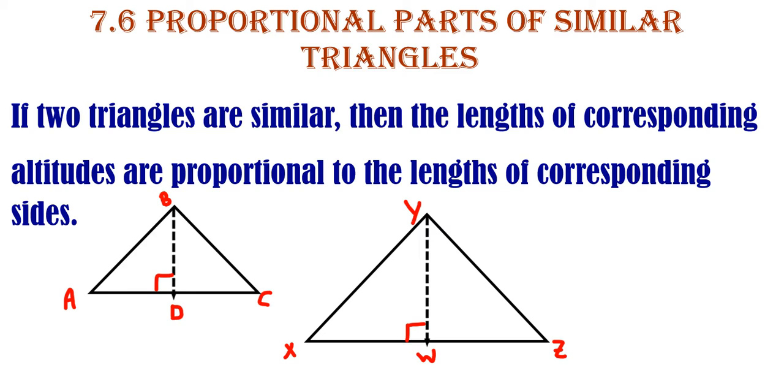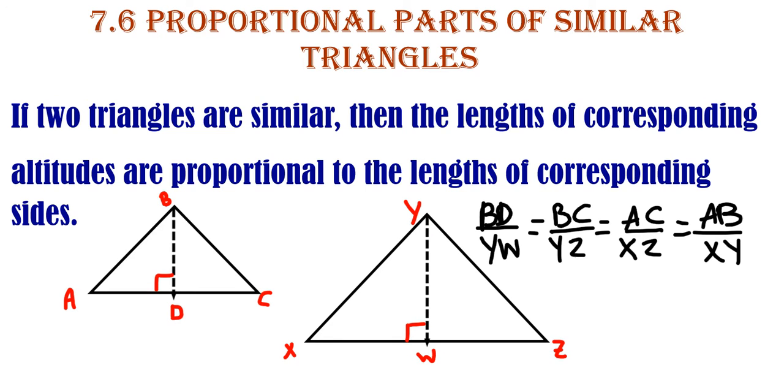If two triangles are similar, then the lengths of the corresponding altitudes are proportional to the lengths of the corresponding sides. So we can see an example of that here. BD and YW are the corresponding altitudes, so that ratio will be the same as the simplified ratio of all of the other matching sides.